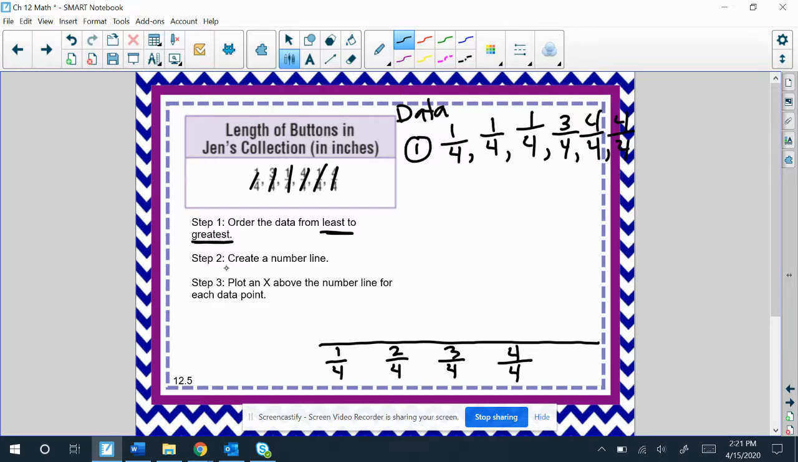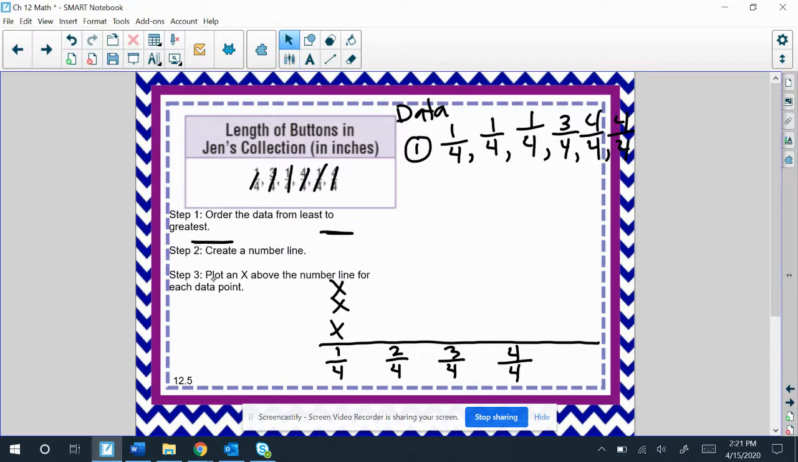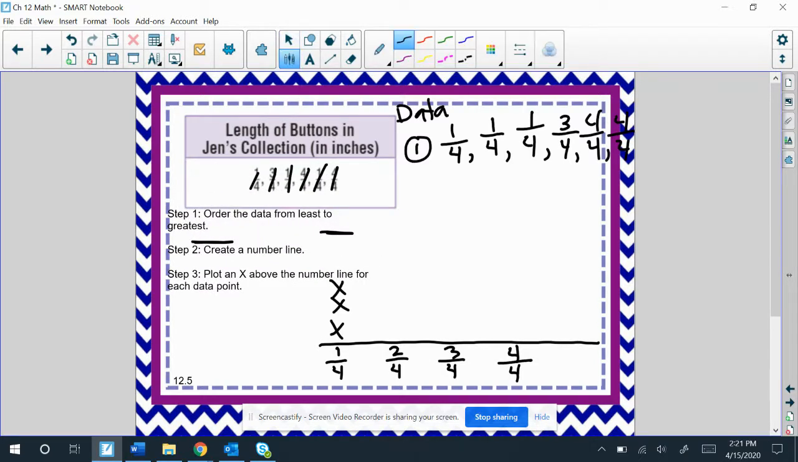So now that I have created a number line, I'm going to plot, this is step 3 now, an X above the number line for each data point. I have 1/4, 2, and 3. I have 3 1/4. I'm just going to move this out of our way. Now I can do 2/4. I don't see any 2/4 up there, so I can skip it and move on to the next one. The next one I have is 3/4. I'm going to put an X, and I only have one of those. Next is 4/4. I have 1 and 2.